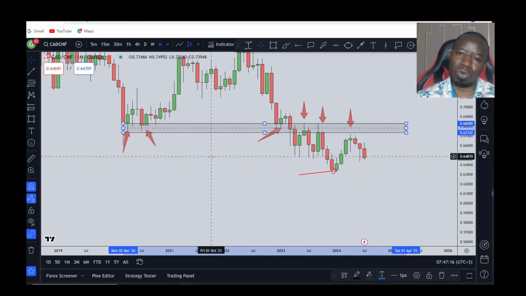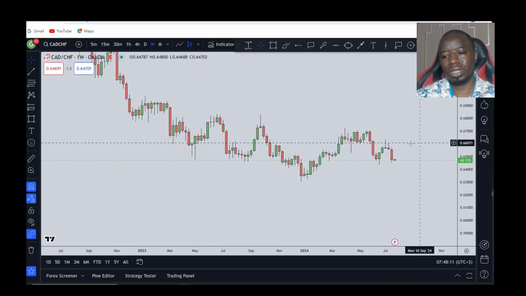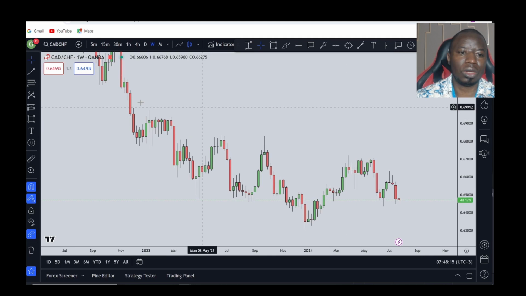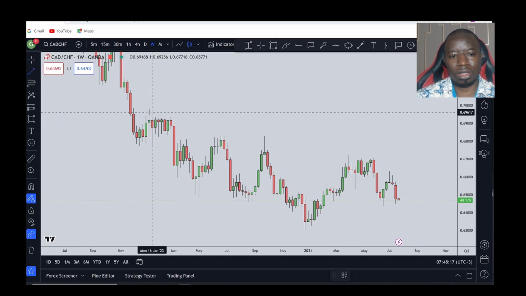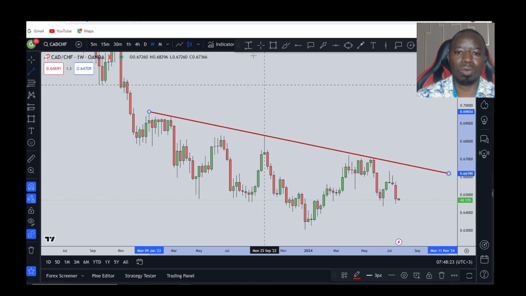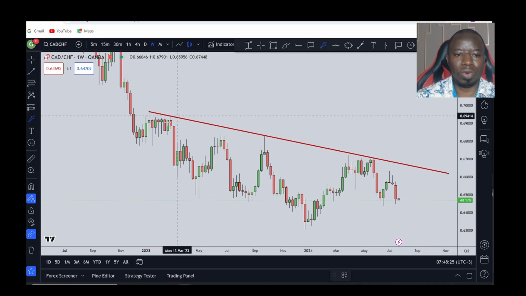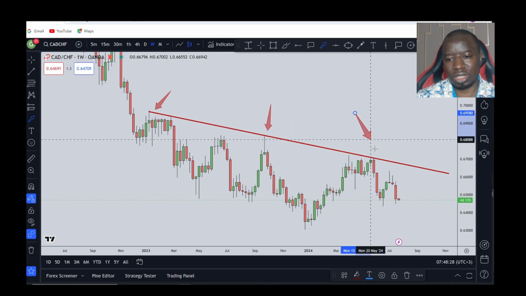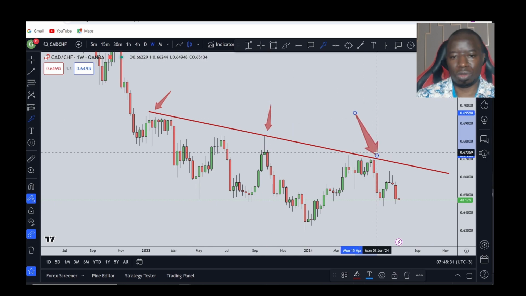I want us to drop to the weekly time frame to see what perspective it gives us, but from the monthly perspective it is bearish. This is the weekly time frame. I want us to break it down a bit. When we draw this downward trend line, we see that price has been rejected every time it reached this area of resistance. It bounced off to the downside.